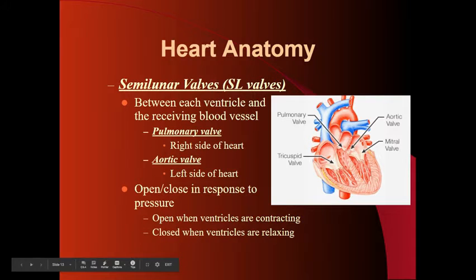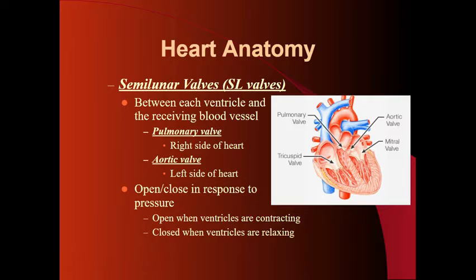The other two valves are the semilunar valves, or the SL valves. These are located between each ventricle and the receiving blood vessel for that ventricle. So the pulmonary valve is located on the right side of the heart. The aortic valve is located on the left side of the heart. And these two open and close in response to pressure.